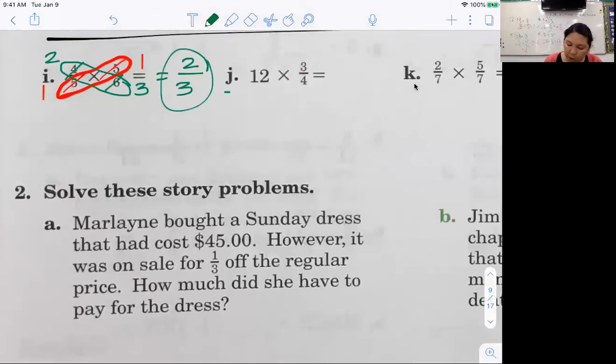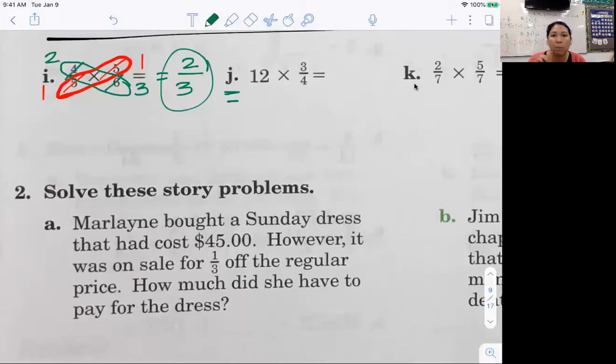Okay, let's do J because I want to see if you guys remember this. Remember, you can always be pushing pause to see if you're getting these answers correct without me giving them to you, okay? All right, so we can't multiply a mixed number times a fraction, and we can't multiply a whole number times a fraction.